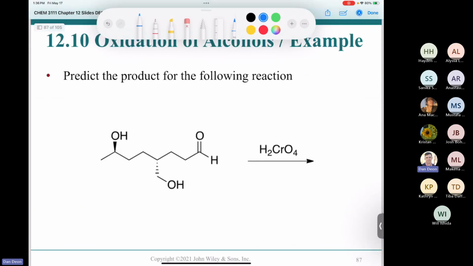But anyhow, I digress. Okay, so now it's asking us to predict the product for the following reaction. So we have a secondary alcohol, right? We have a secondary alcohol. We have a primary alcohol. And could anybody identify this functional group here? What functional group do we have here?